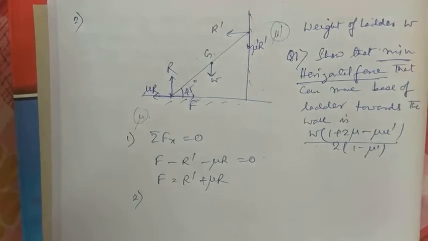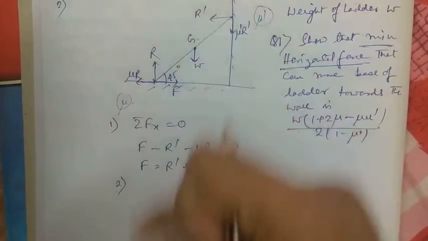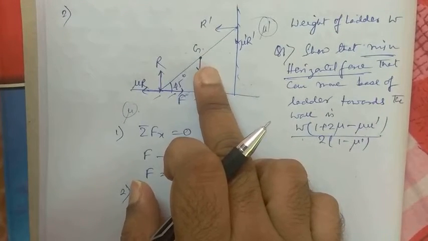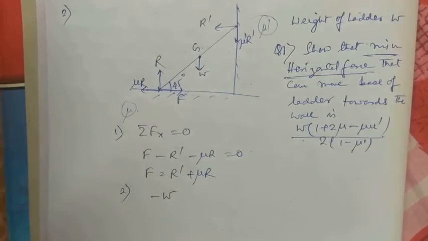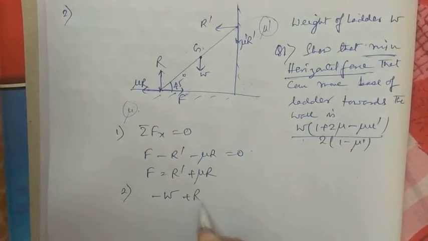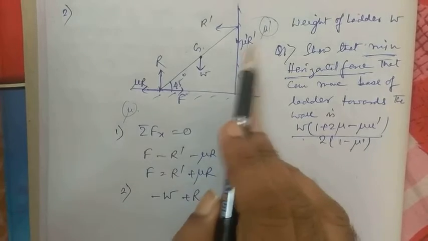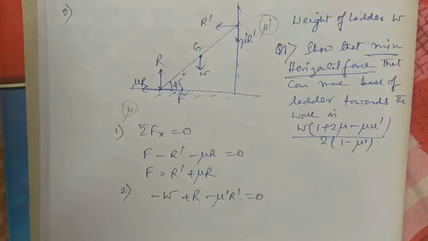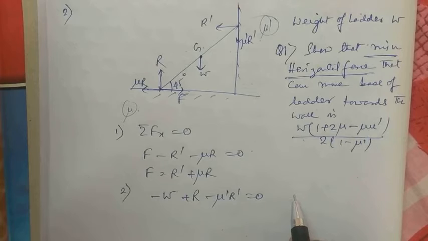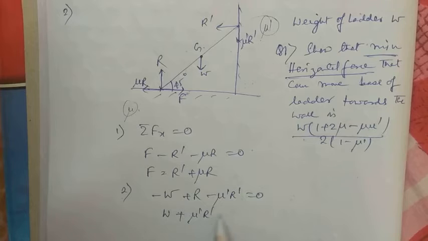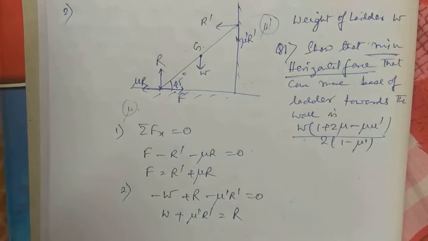Second equation. What will be the second equation? Along this line, the y axis. So W is acting downwards, we can take that to be minus W. R is acting upwards, we take that to be plus R. And mu dash R dash is also acting downwards, along the negative y axis. So W plus mu dash R dash must be equal to R from this equation.